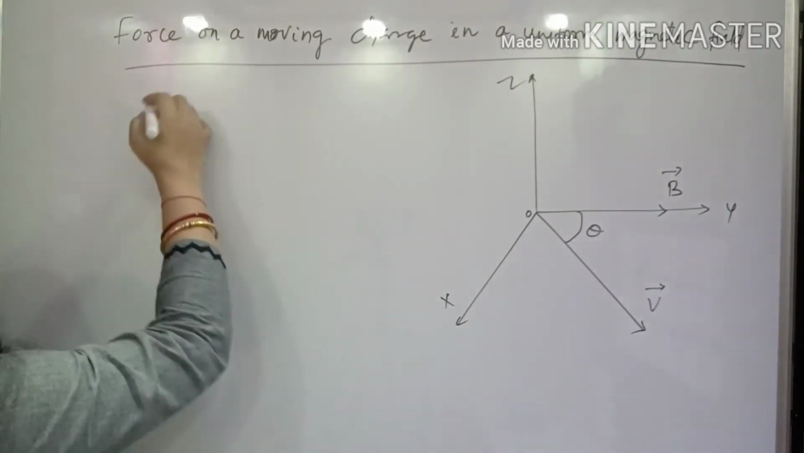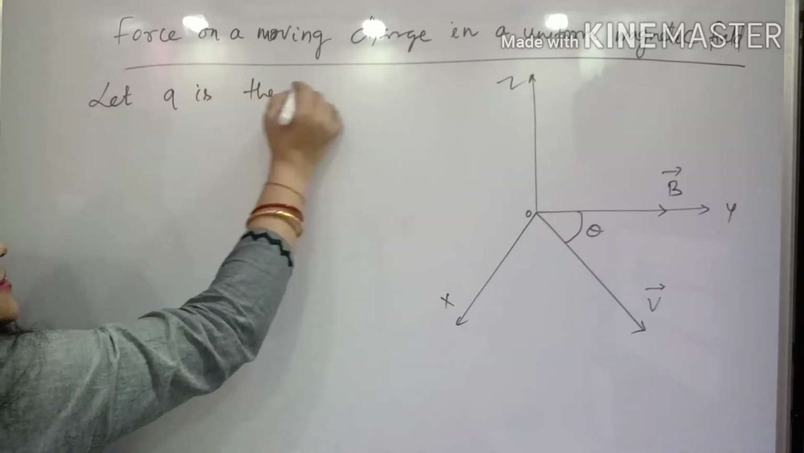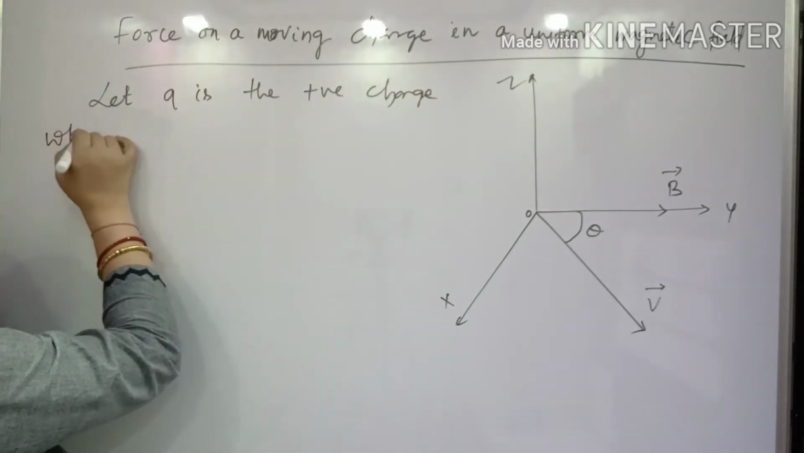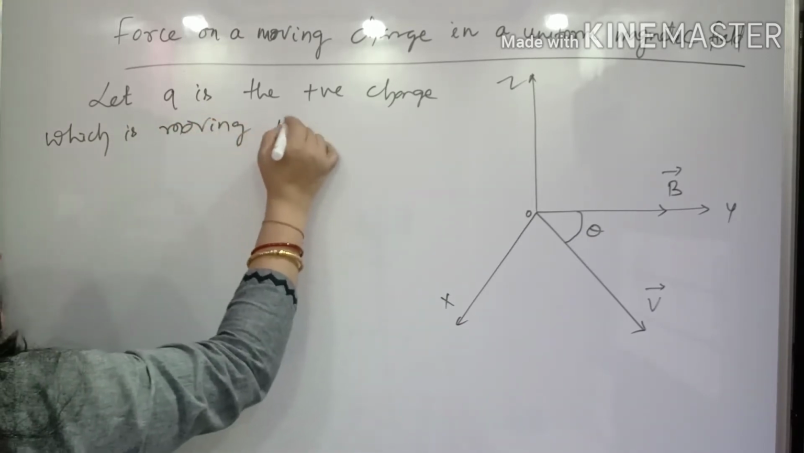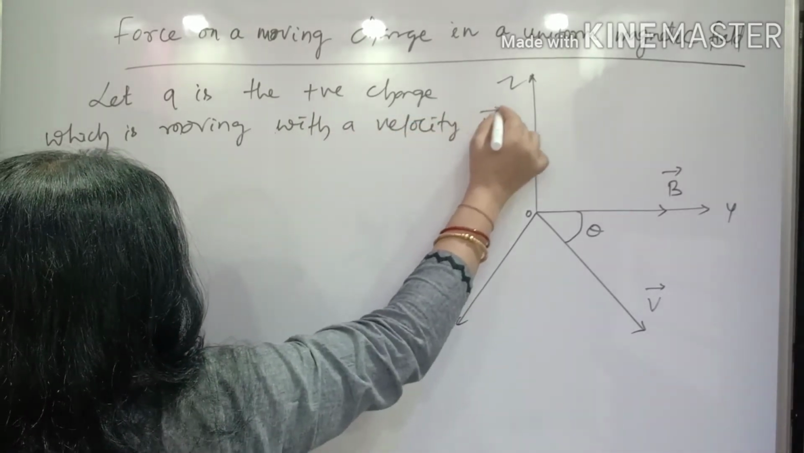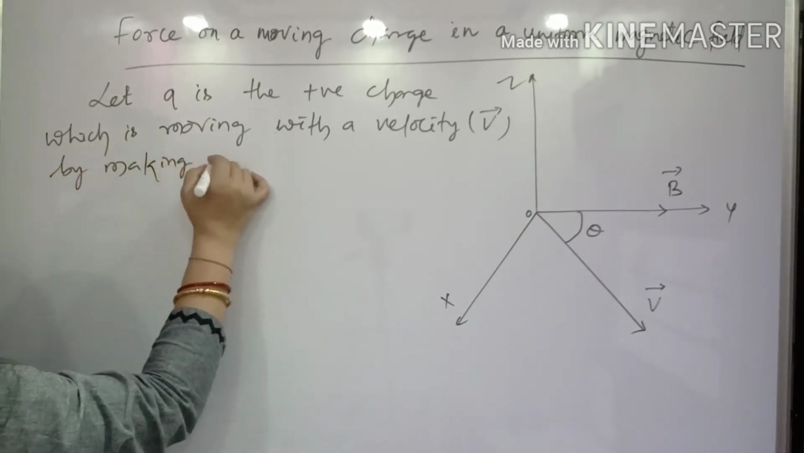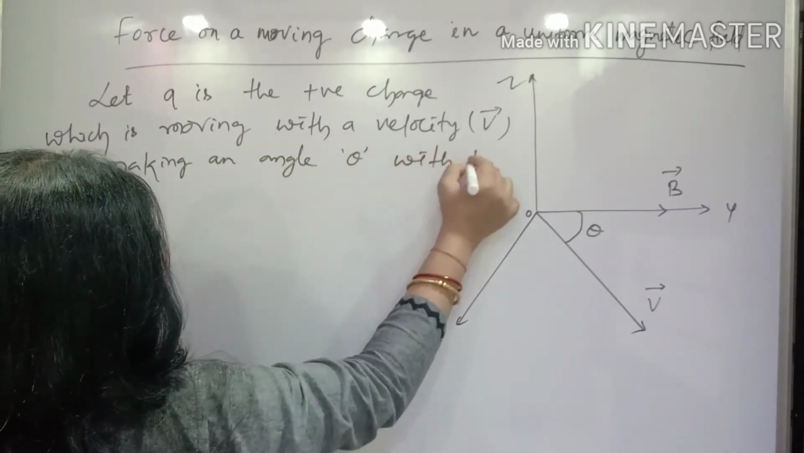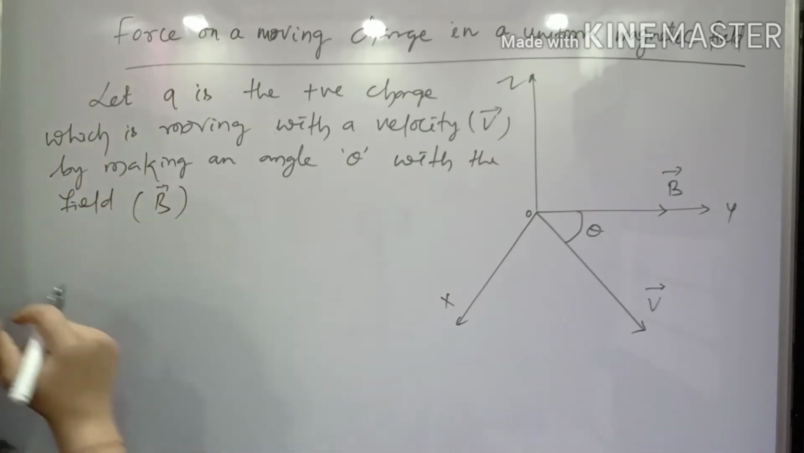So here what I have written: let Q be the positive charge which is moving with velocity V by making an angle theta with the field B.